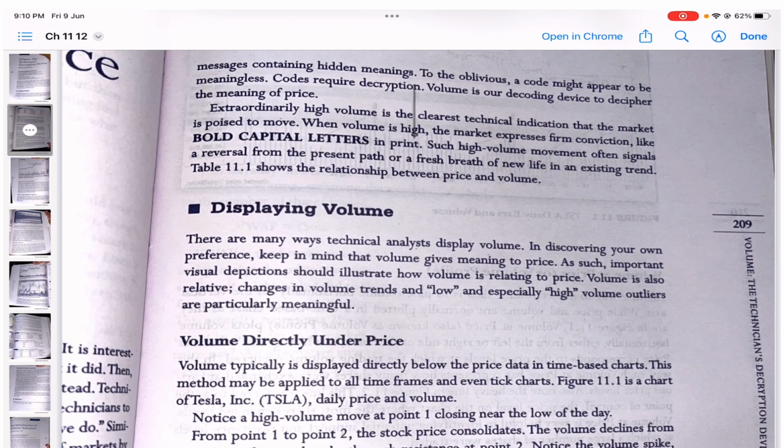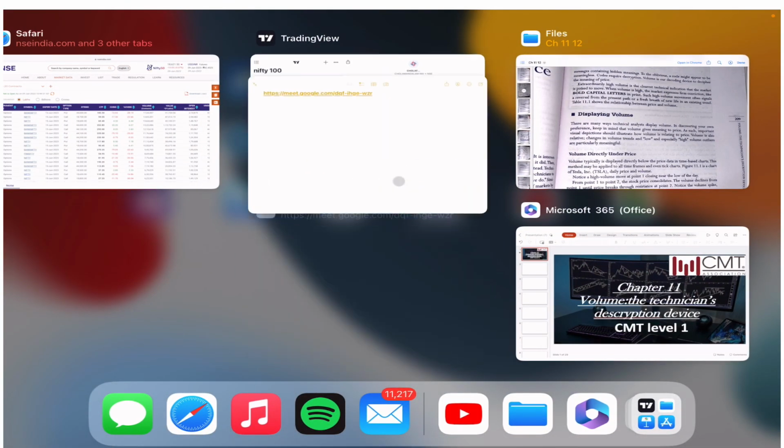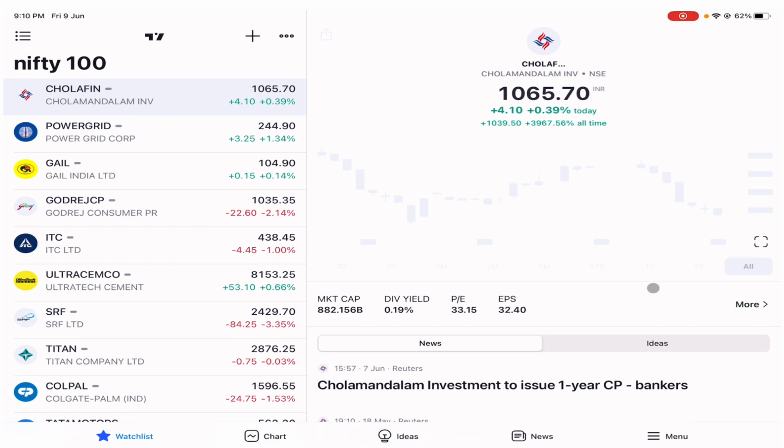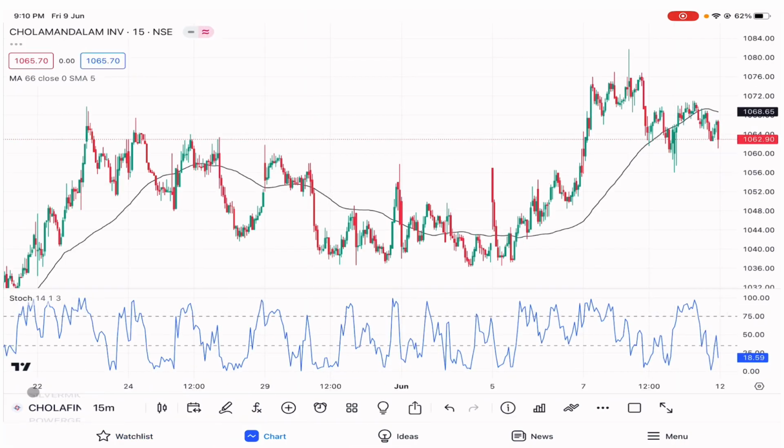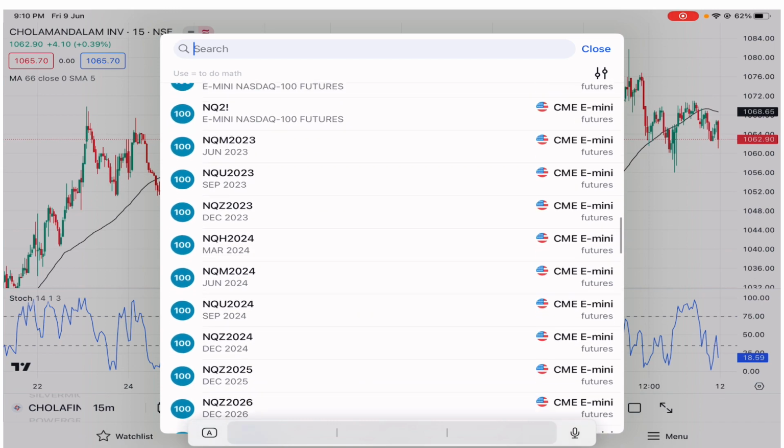Extraordinarily high volume is the clearest technical indication that the market is poised to move. When volume is high, the market expresses firm conviction, like bold capital letters in print. So we already saw in the previous chapters about how you need good volumes, right? Let me show you a chart. I keep showing you the same chart over and over again of Chola Finance.